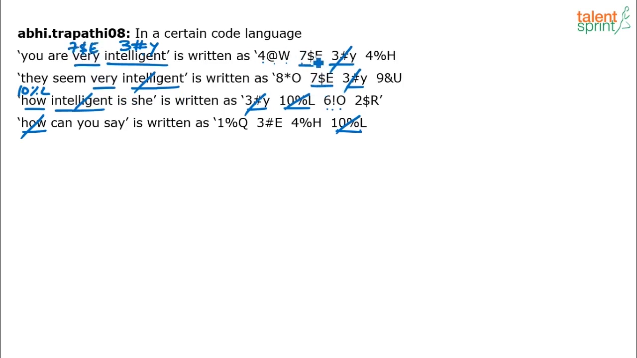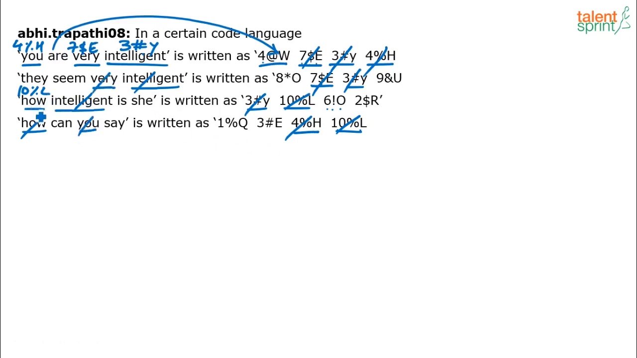And that's it. Just keep moving this way. Then "you" is common in the first and fourth. What is common in the first and fourth now? The first one has only 4 @ W and 4 % H, so 4 % H is common here. So you can say "you" is 4 % H. Done. Then whatever is left out, 4 @ W, should be the code for "are". So that's done.